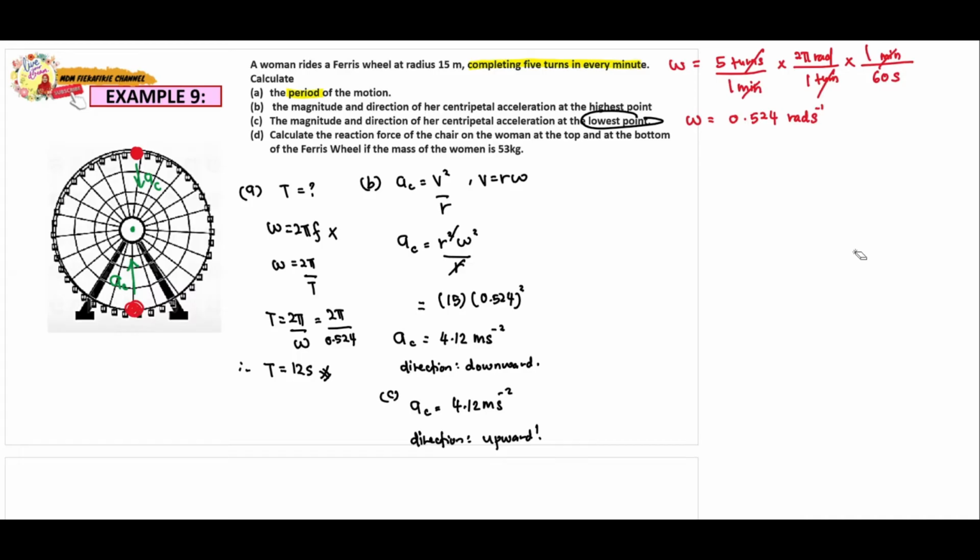Okay, kalau reaction force of the chair on the woman, referring to the normal force. Kalau action force from the woman to the chair means that weight of the woman tadilah. So reaction force dekat sini kita nak kira the normal force at the top and at the bottom of the Ferris wheel if the mass of the woman is 53 kg.